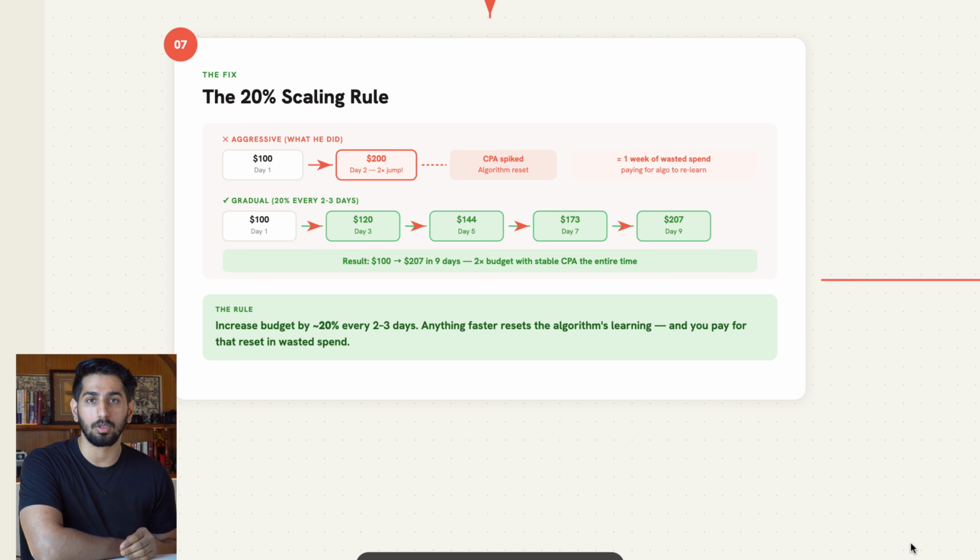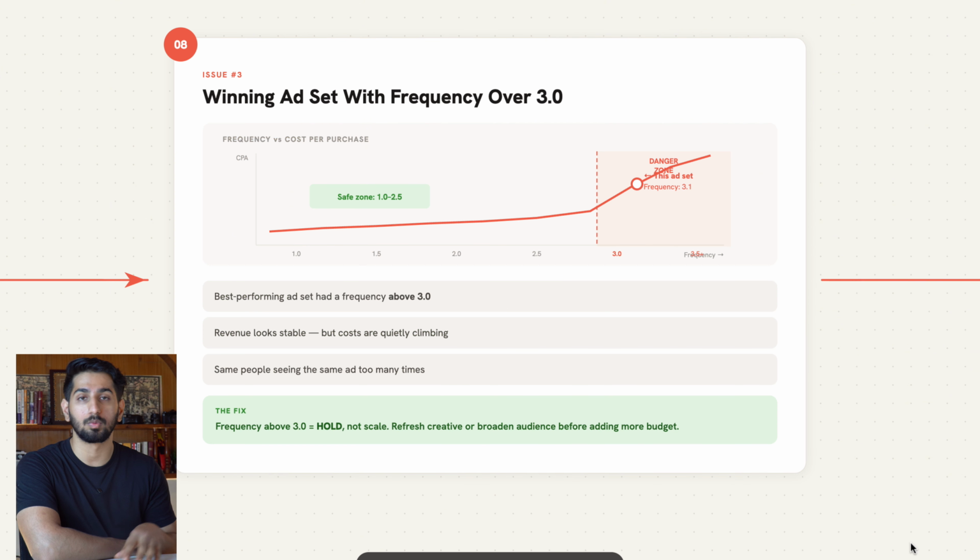And that is exactly what they were doing. So we fixed the scaling. We stopped spending aggressively on scaling and followed the rule that I just mentioned: 20, 30% every 2 to 3 days. And that is it. Which led us to actually finding out the third biggest issue with the ad account, which was problems with frequency.